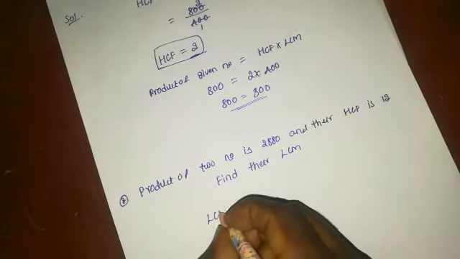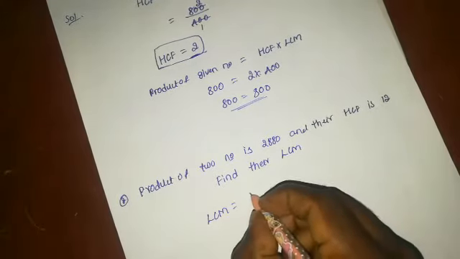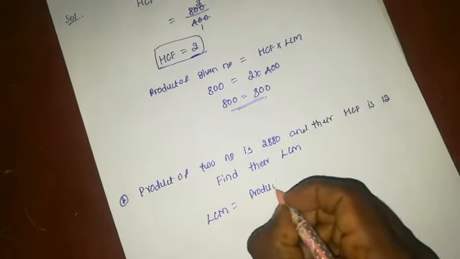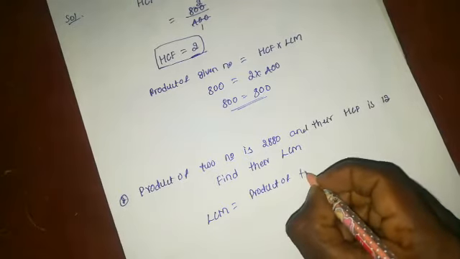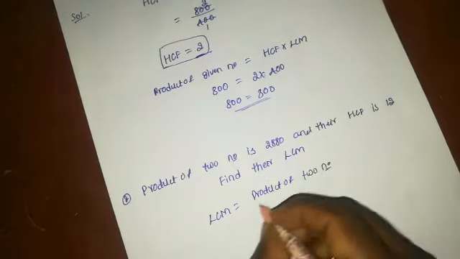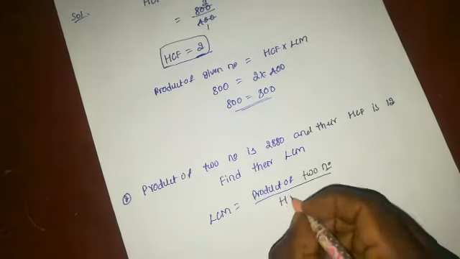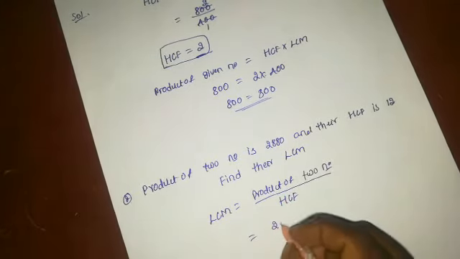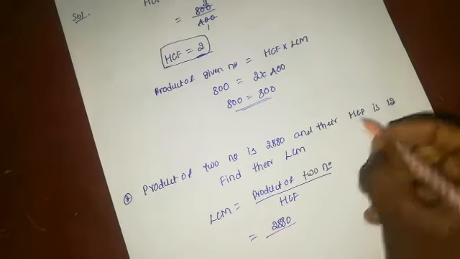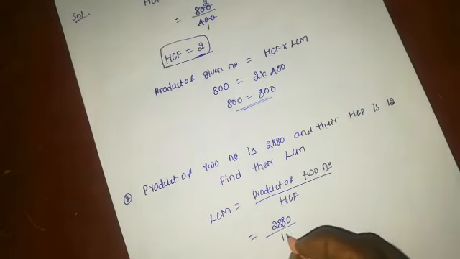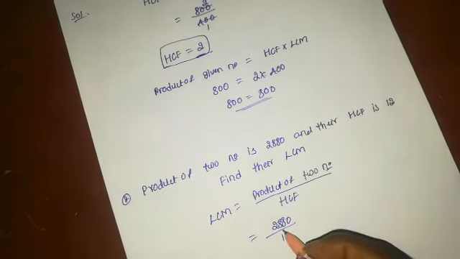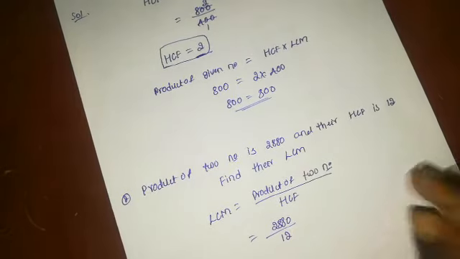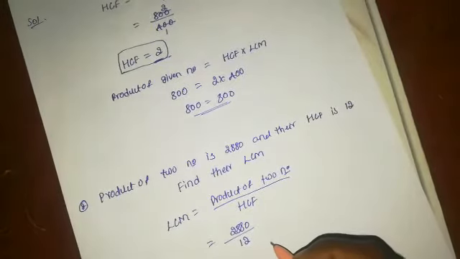We have the relation that LCM is equal to the product of two numbers divided by HCF. The product of two numbers is 2880, divided by their HCF, which is 12. Now we have to divide 2880 by 12.